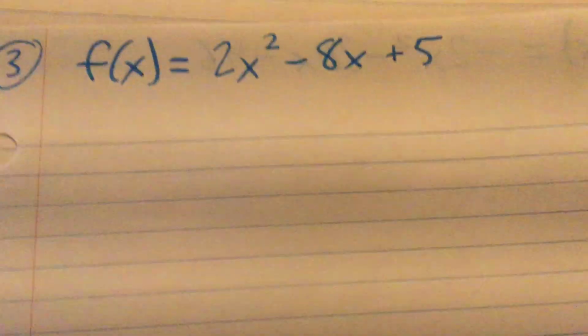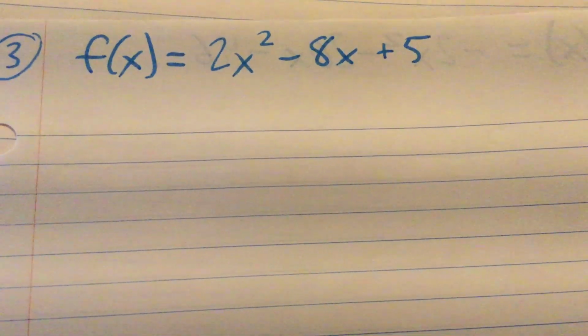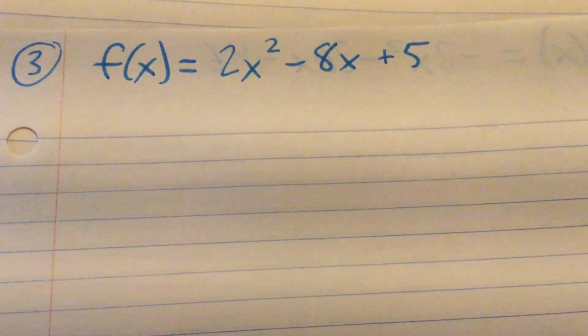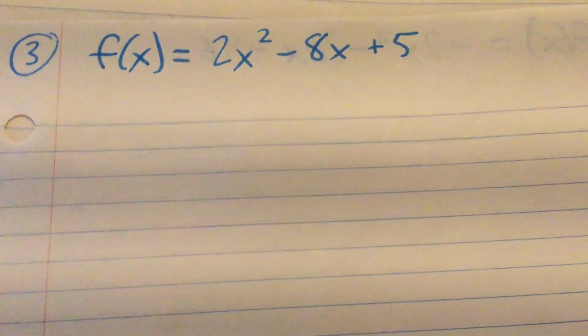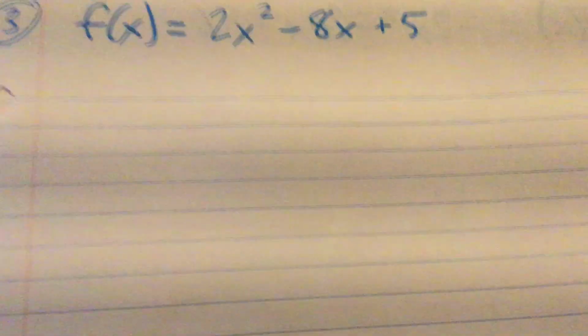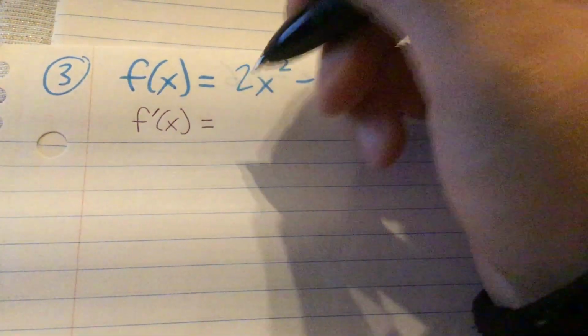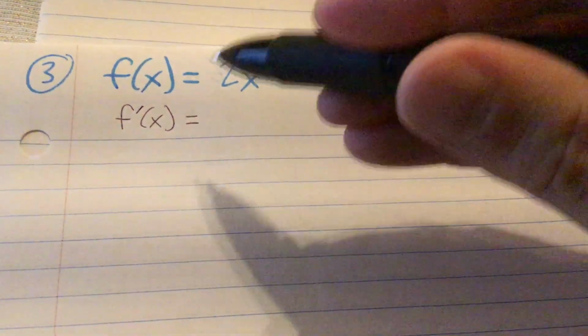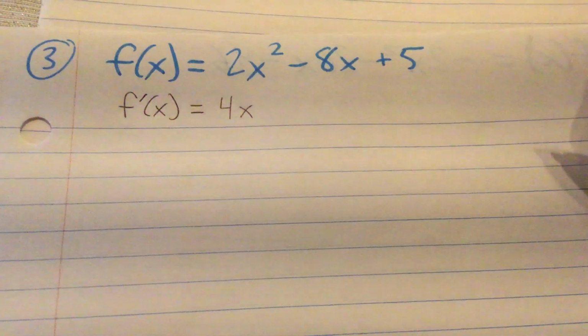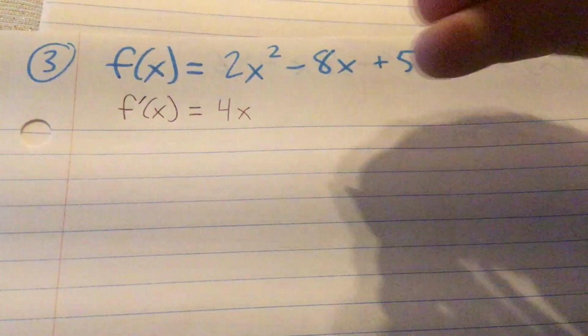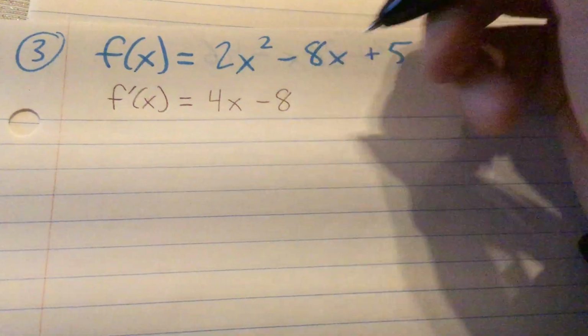All right, f of x is equal to 2x squared minus 8x plus 5. Find the x coordinate of the critical points and determine whether it's a local min or a local max. So let's do this. First things first, I want to get my derivative, my velocity function. So f prime of x in this case would be, the derivative of 2x squared would be 4x. The derivative of -8x would be -8.